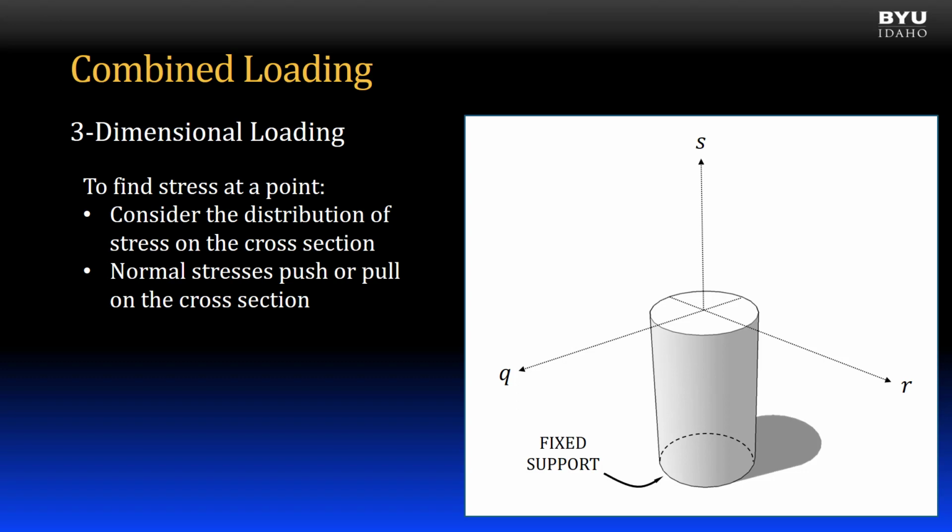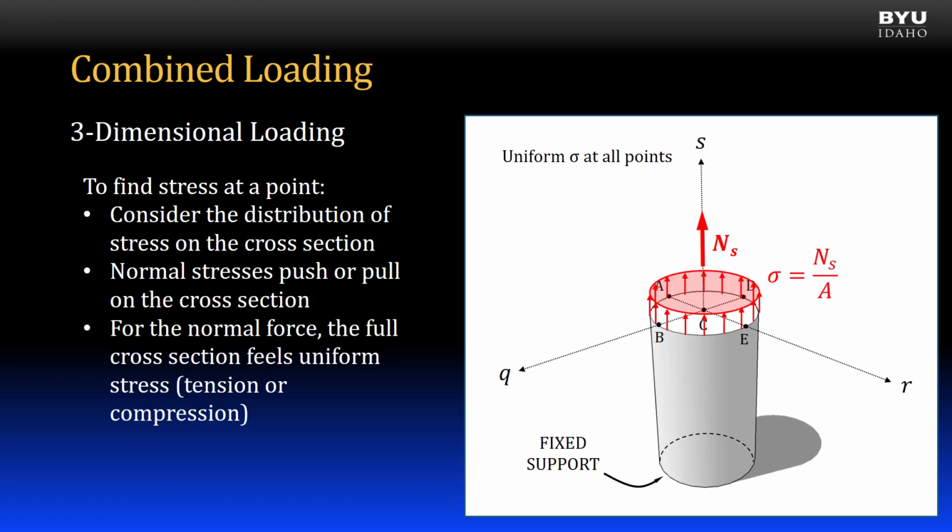As previously mentioned, normal stresses push or pull on the cross-section in the direction perpendicular to the plane of the cross-section. For the normal force, the full cross-section feels uniform stress, either tension or compression, depending on the direction of the normal force. This means all points on the cross-section experience the same normal stress contribution from the normal force.